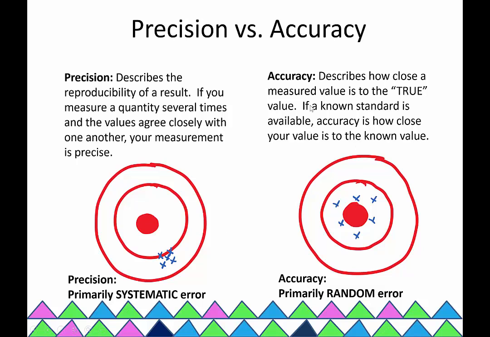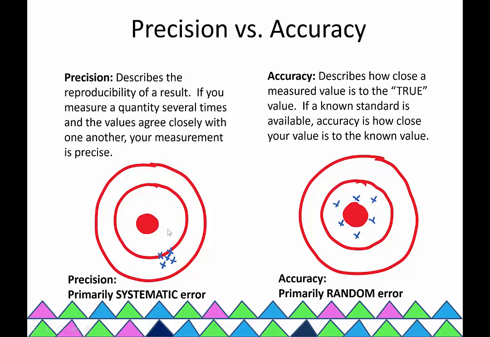Accuracy describes how close your measured value is to the true value. If a known standard is available, accuracy is how close your value is to the known value. Using our analogy of someone playing darts on a dartboard, you could say someone had decent accuracy if they were all really close to this target. So you can have precision and accuracy, or you could just have one or the other, or neither.